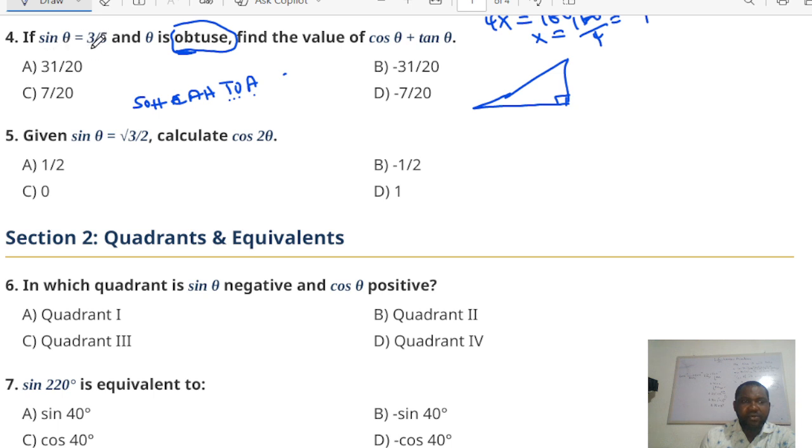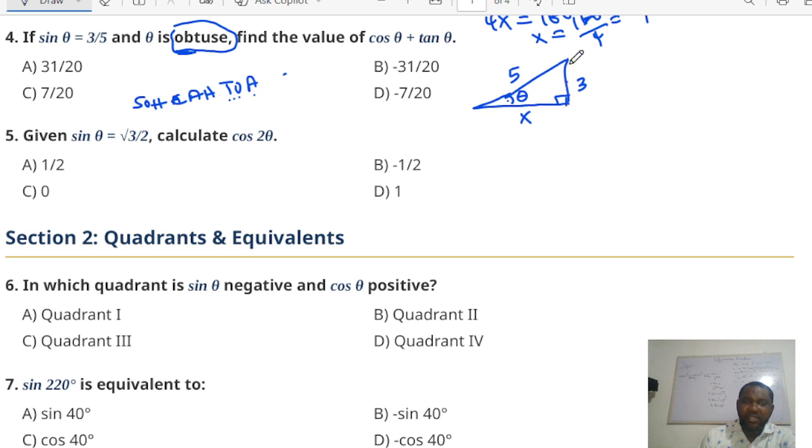So 3 over 5 is sine. That means 3 is opposite and 5 is hypotenuse, because sine is opposite over hypotenuse. Let's assume that this is the angle here, theta. The opposite to the angle theta is this one, which is 3. And the hypotenuse is always the longest side, which is 5. So what is missing is the adjacent, so I can call it x. Opposite is the side facing the given angle, hypotenuse is the longest side, then adjacent is this other side.